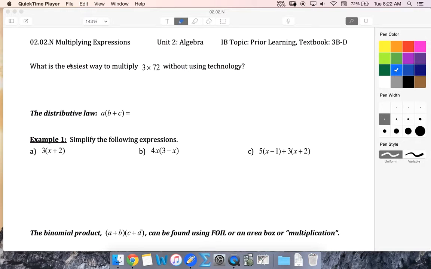Now we're looking at multiplying expressions, and all of this is covered in your textbook for the rest of Chapter 3, 3b through 3d. And really it's because all of it is about multiplication.